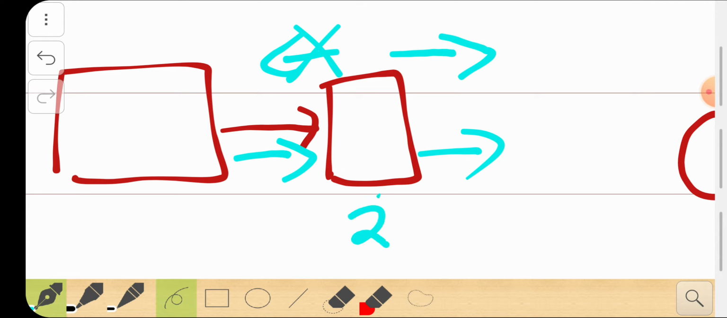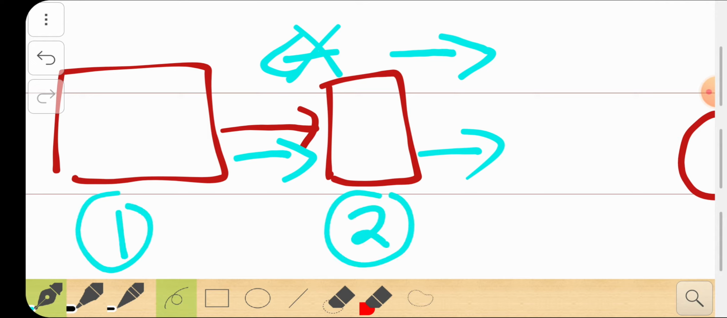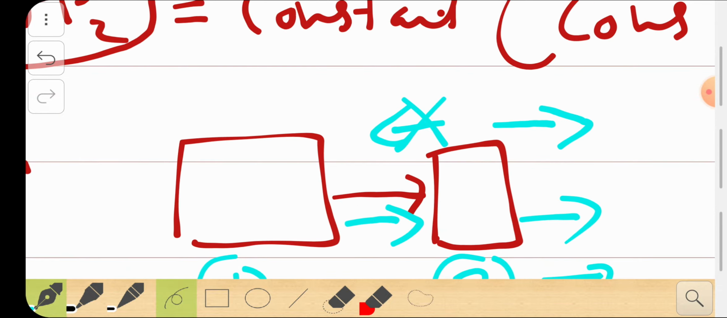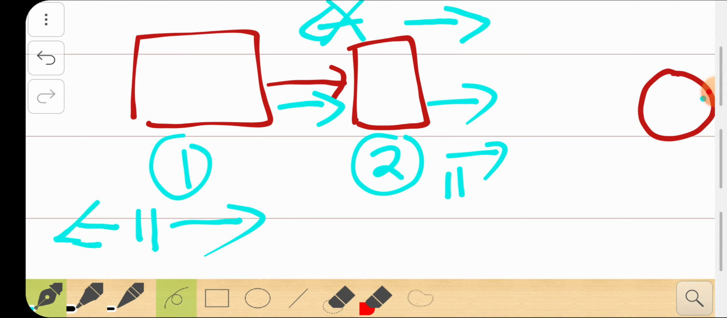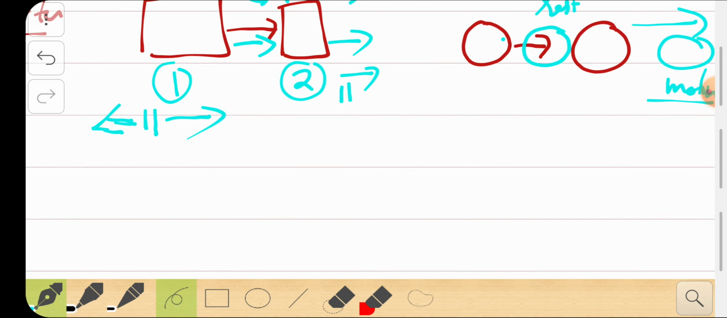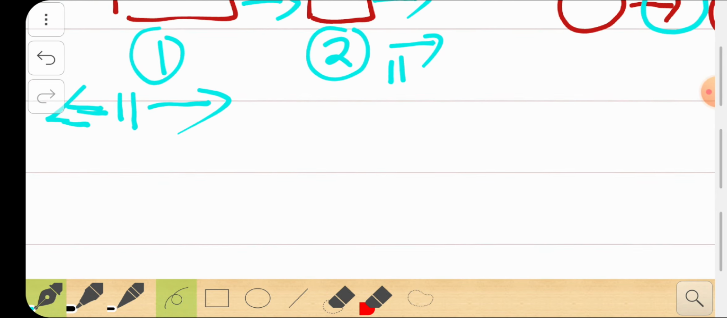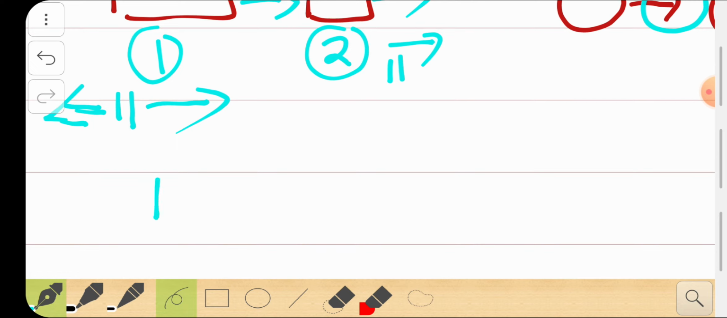So the second body can go in this direction, or it can stay still. The first body has different options: it can go in this direction after collision, or it can stay still, or it can come back in this direction. After hitting, it could come back. So that's the three possibilities. So after collision, the momentum will be m1 v1 dash, which is P1, I'm assuming it to be. So v1 will be the velocity.